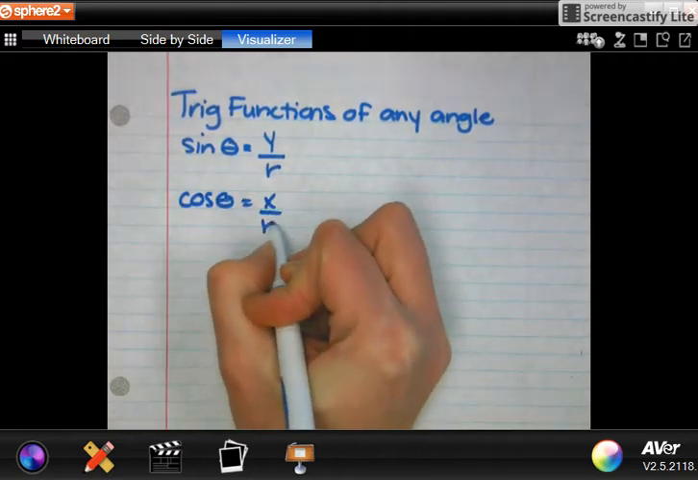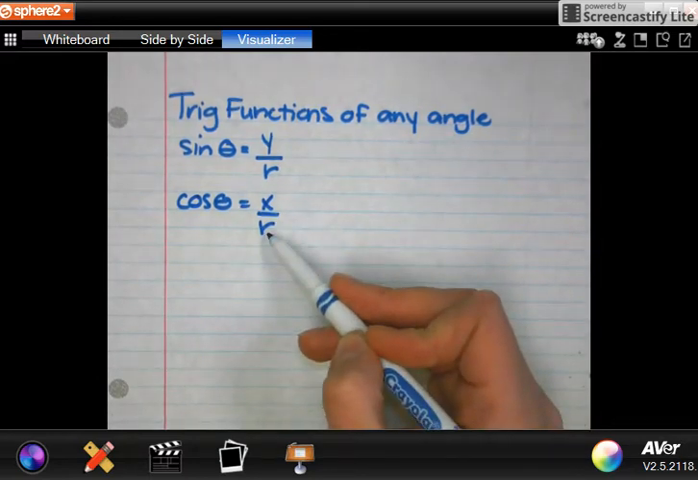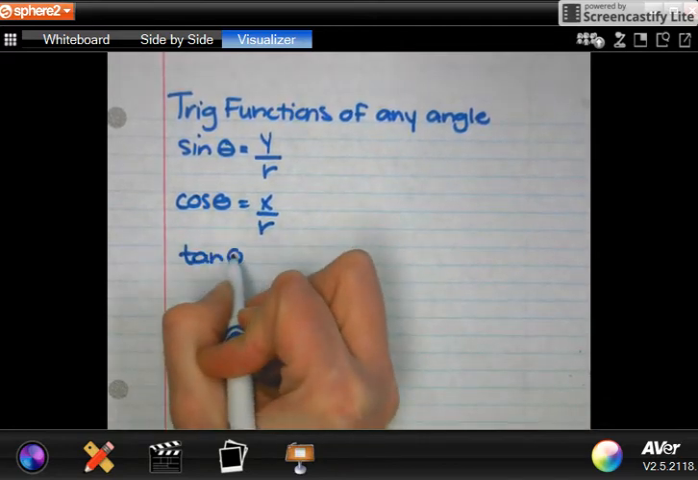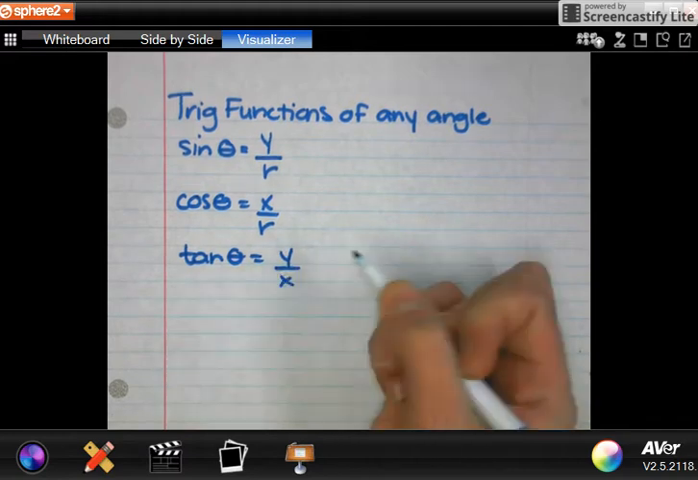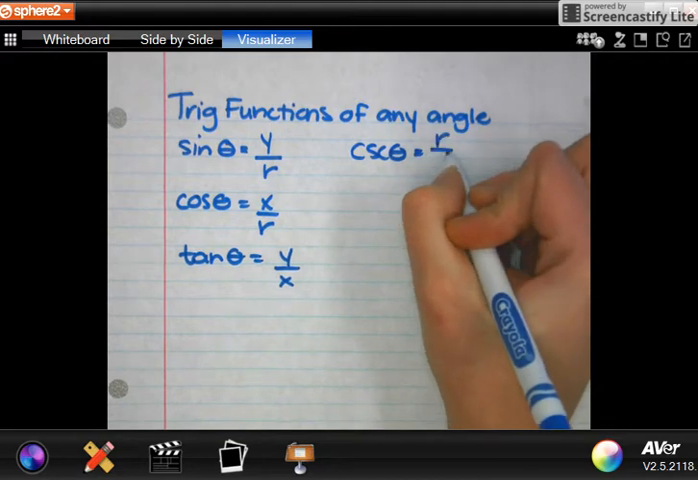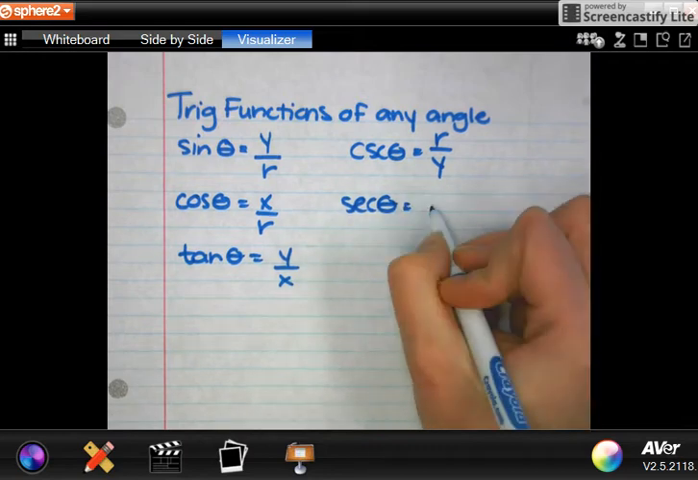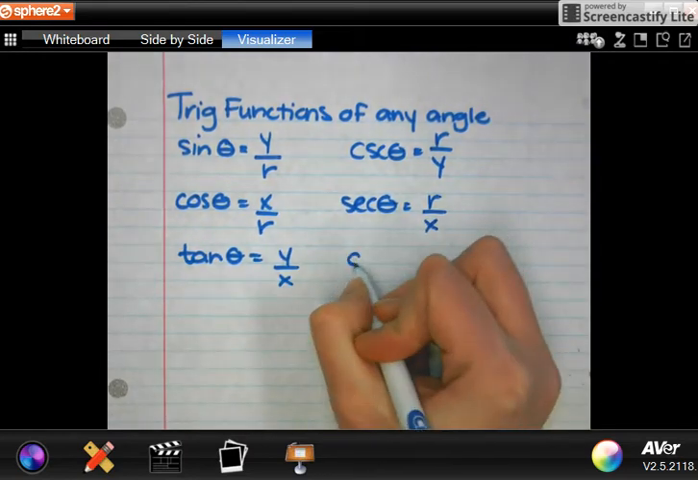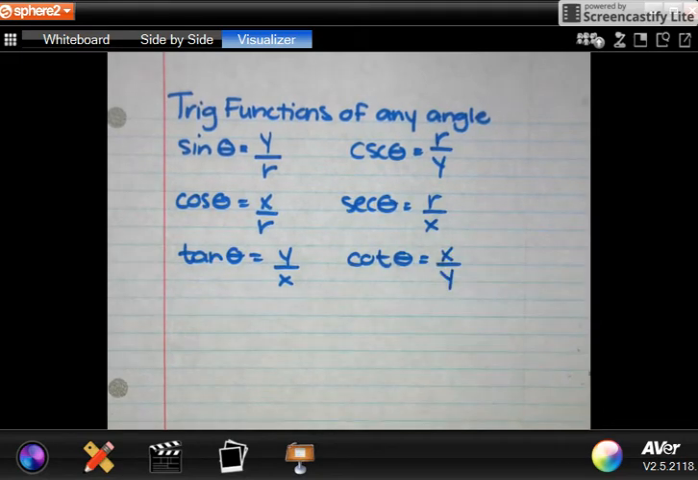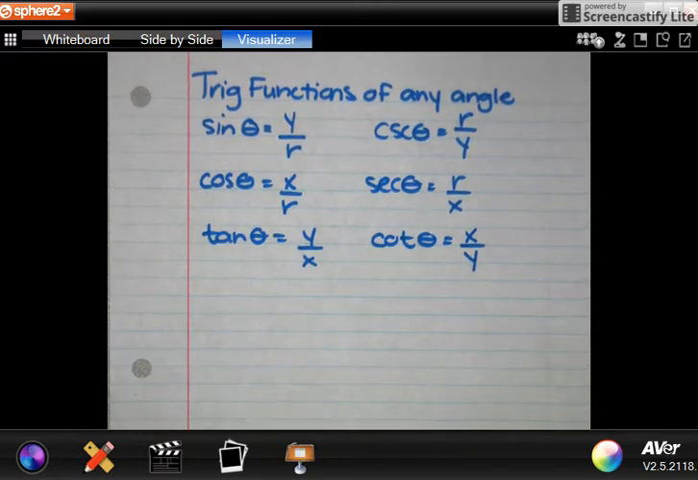Cosine is x over r. And again, because these angles aren't on the unit circle, we have to leave r instead of saying 1. Tangent, though, is still y over x with no issue. Cosecant is r over y. It's the reciprocal of sine. Secant is the reciprocal of cosine, so that's r over x. Cotangent is the reciprocal of tangent, so x over y. So let's see what examples would look like. These are the formulas you need to know.